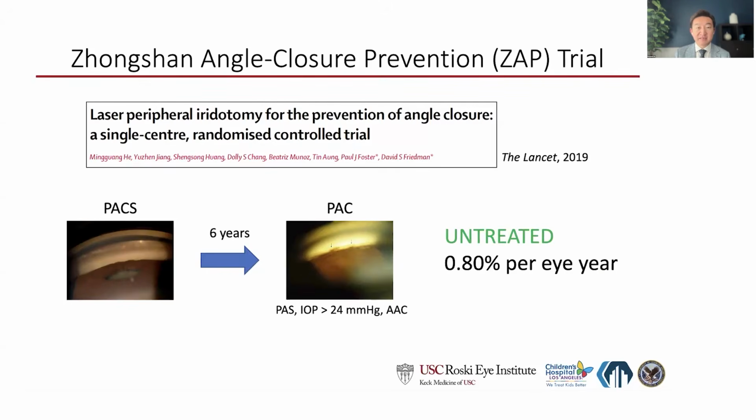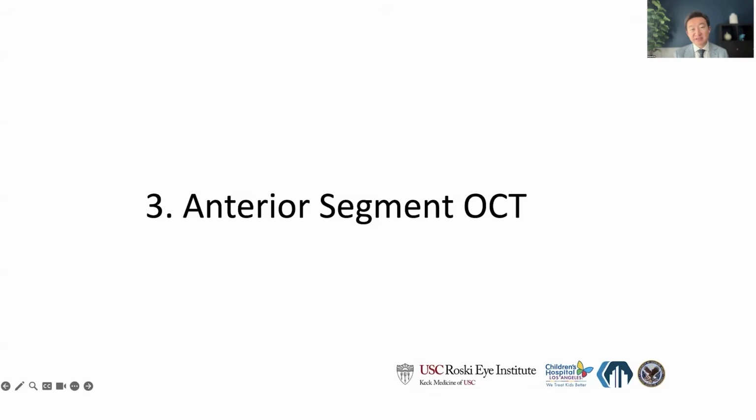And so this highlights a crucial limitation of gonioscopy, which is that the majority of patients who are identified with angle closure and being at risk for PACG actually do not go on to develop PACG, at least in a controlled study setting. Next, I'd like to talk about anterior segment OCT, or AS-OCT.